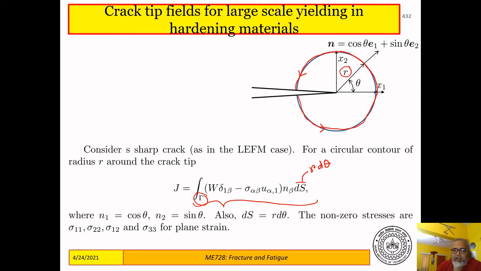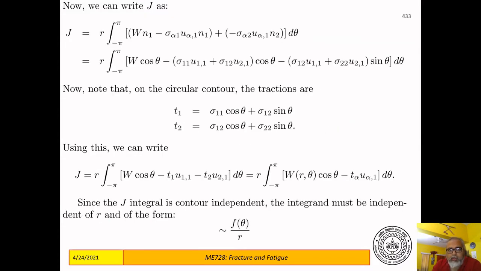So also I need the normals. So these normals have components n1 equal to cos theta and n2 equal to sin theta. So these are the normals, and then the non-zero stresses are sigma 11, sigma 22, sigma 12, and sigma 33 is also non-zero for plane strain. So let us now, with these quantities, try to write down the J integral for this circular contour.